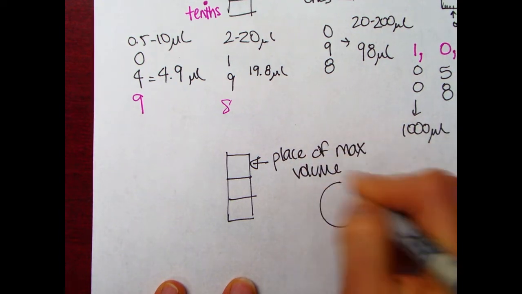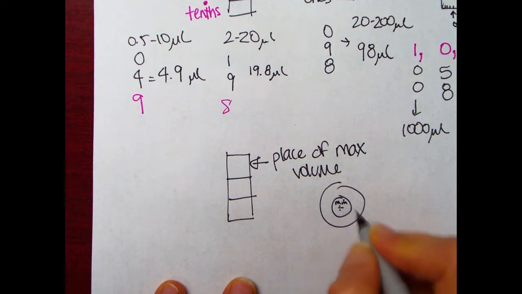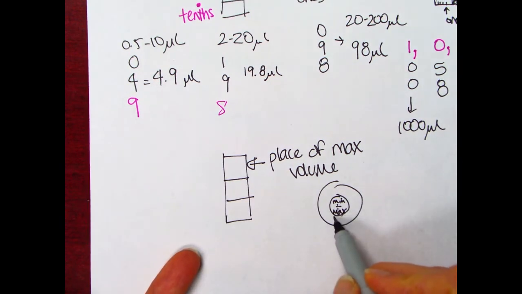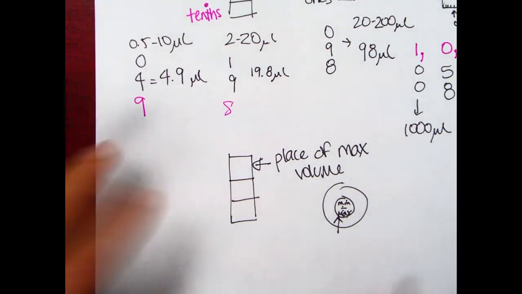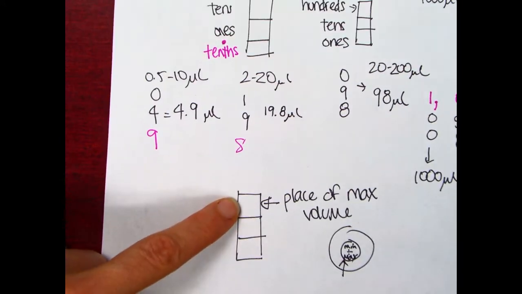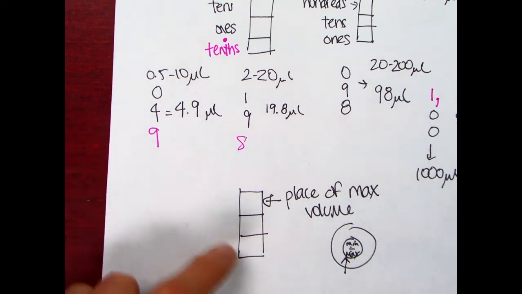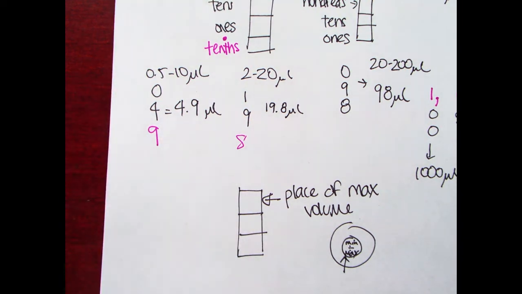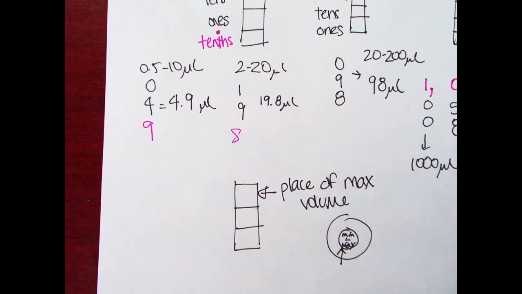And you'll know that from looking in the center of the plunger. It'll be like min volume, weird little dashy thing, max volume. So you'll look at the max volume, and whatever is the largest unit in the max volume is going to be the place here. So if you're doing the 0.5 to 10 or the 2 to 20, this is going to be the tens place. If you're doing the 20 to 200, this is the hundreds place. And if you're doing the 100 to 1000, then this is the thousands place. So the top box is always the unit that corresponds to the most that it can measure. And then it just goes down from there.